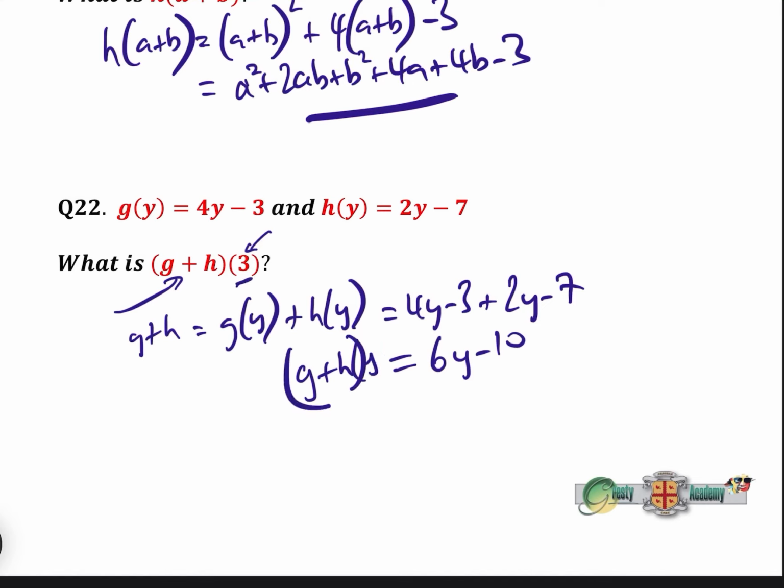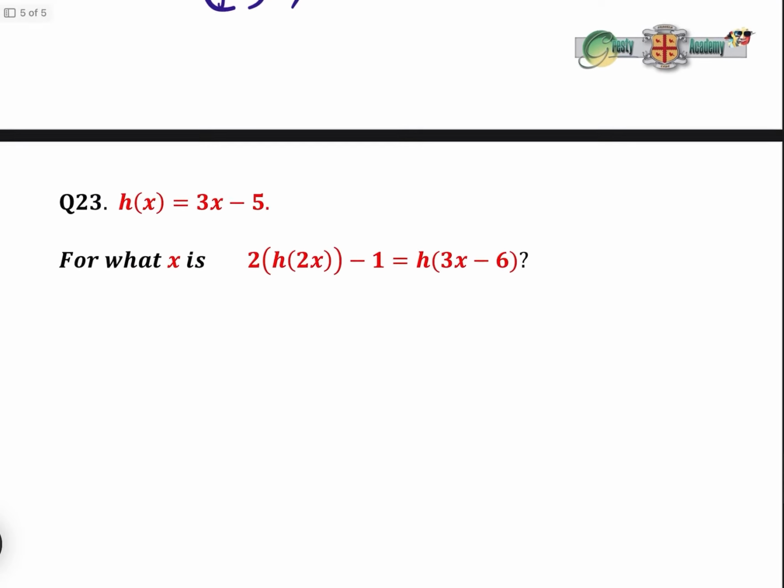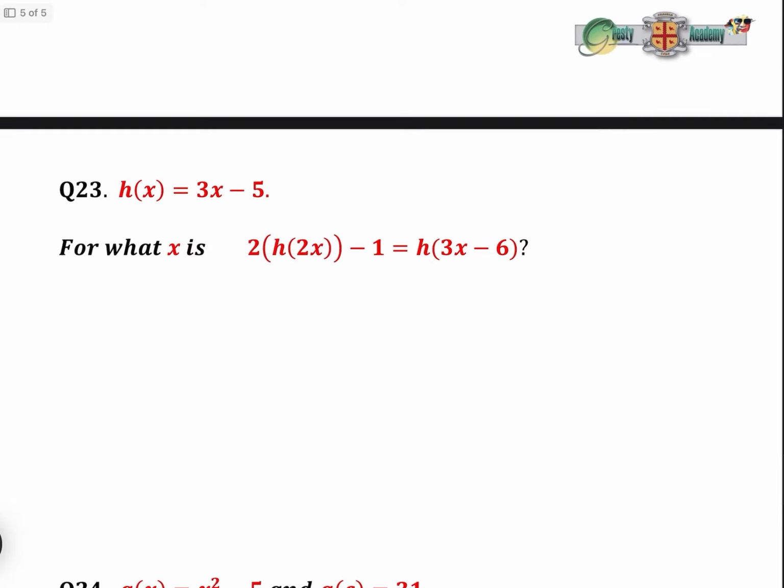So all we need now to do is just put the number 3 in. So g plus h of 3 is 6 times 3 minus 10, which equals 8. Now question 23, just have a quick look at this one, pause the video if you want to do it.